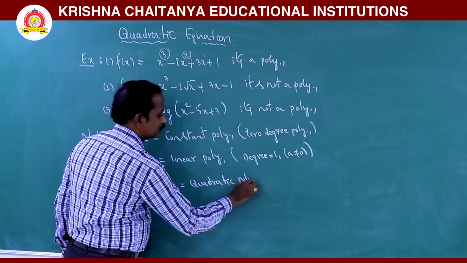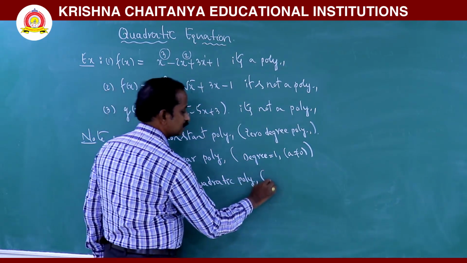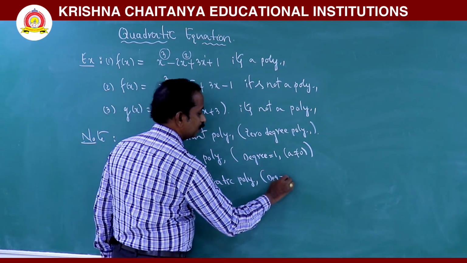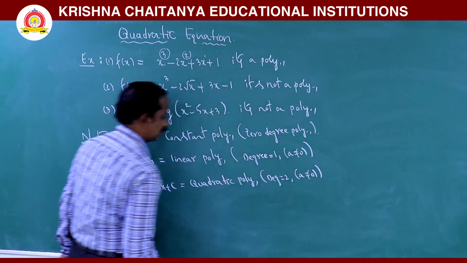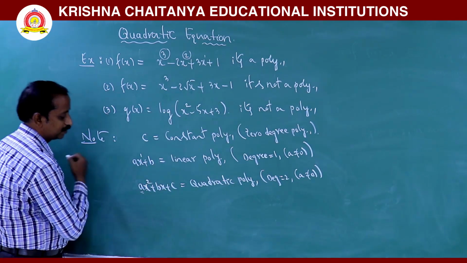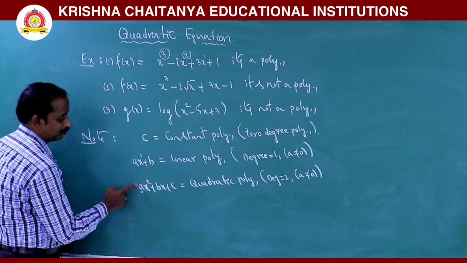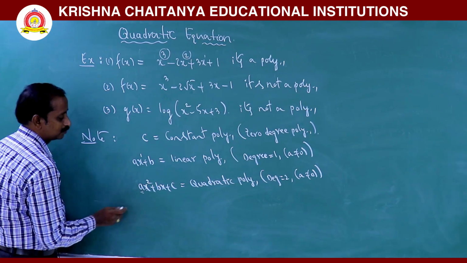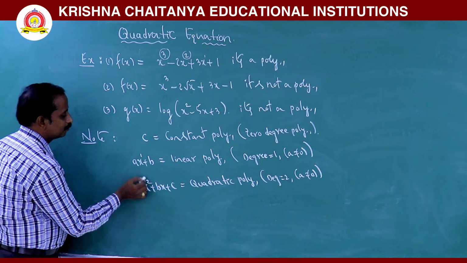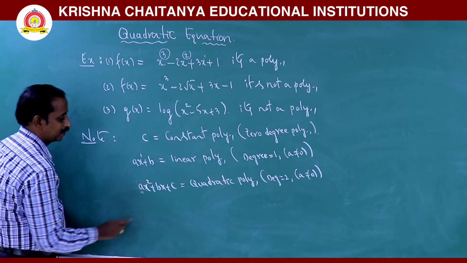Quadratic polynomial. So quadratic polynomial means degree mandatory 2, such that a not equal to 0. Here a should be the leading coefficient. Leading coefficient can never be equal to 0. It must be not equal to 0, and degree 2 is called a quadratic polynomial.